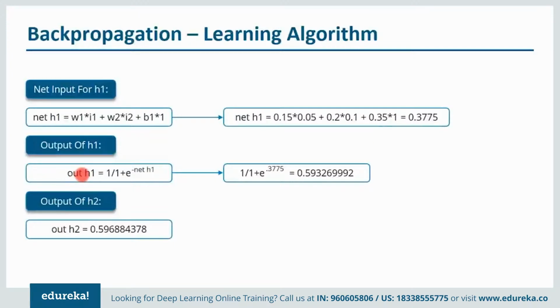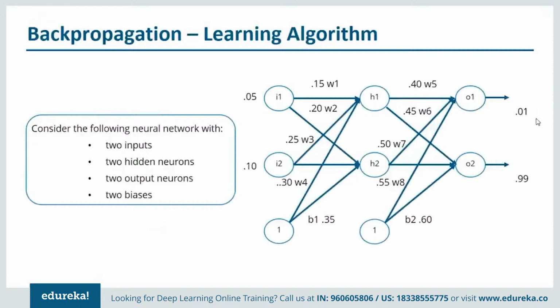Similarly, the output for H1 will be nothing but the output after the activation function. And we are using the sigmoid function here because our brain also uses sigmoid functions. That's what we believe in. At the same time, it is easily differentiable. And if you differentiate it twice, you get the same number. So the output of H1 will be 0.59 something.